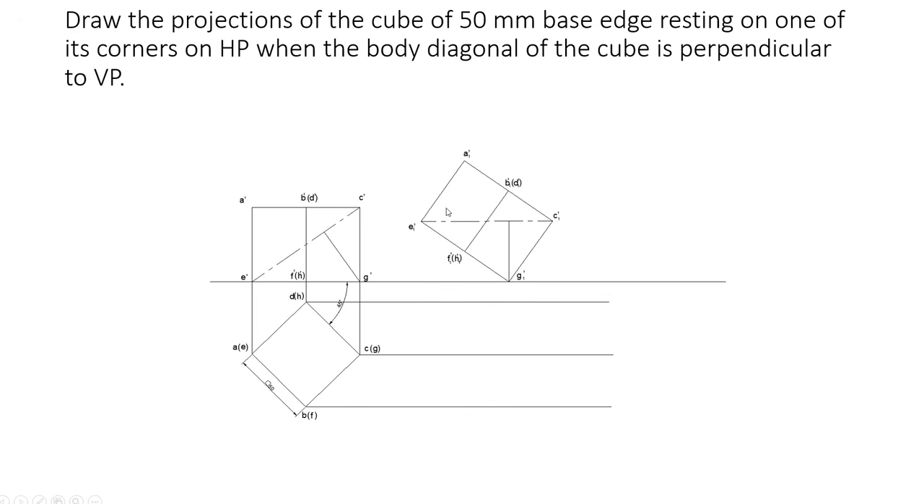Now name those points with suffix 1: a1 dash, b1 dash, c1 dash, d1 dash, e1 dash, f1 dash, and so on. Here also d1 dash and h1 dash are inside the bracket.